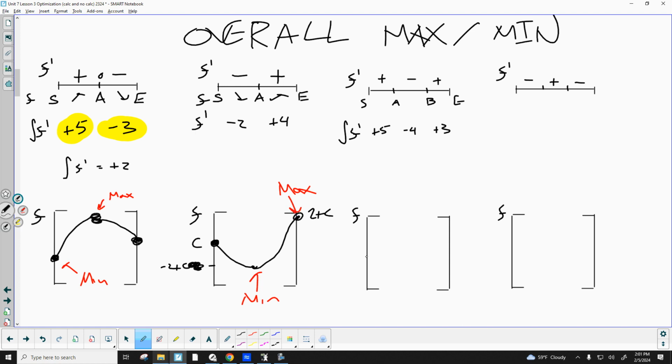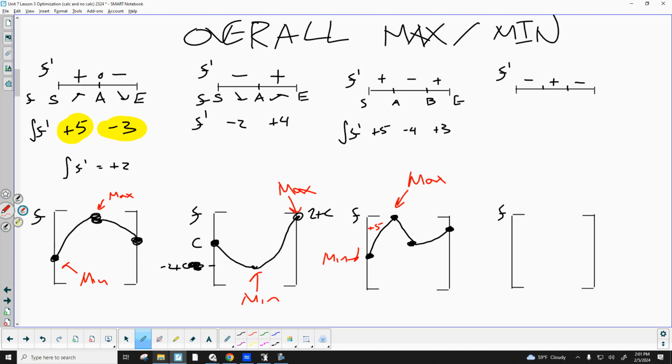Okay, so I start somewhere. I am 5 more than where I started. I'm then 1 more than where I started. And then I'm 4 more than where I started. I have a max at A. I have a min at S. How do you figure this out? There are so many different ways to understand what these values are telling us.